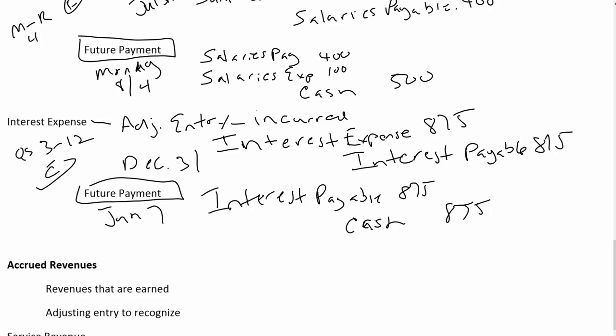Remember, the adjusting entry is recognizing the interest expense at the end of the year, and then the future payment is just to show you what the entry would be when we made the payment.